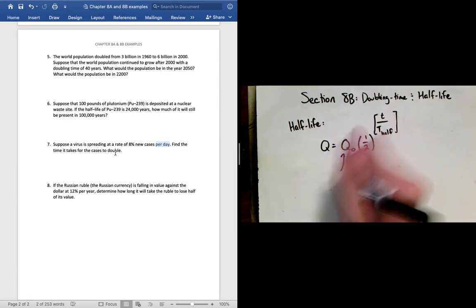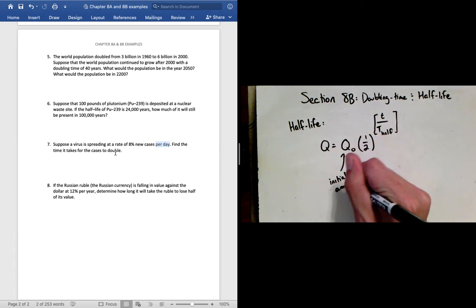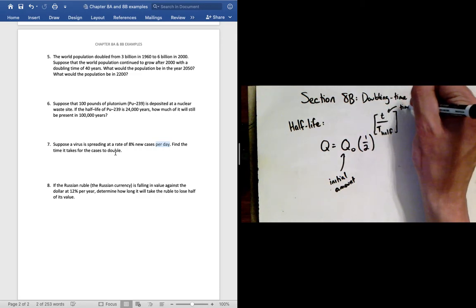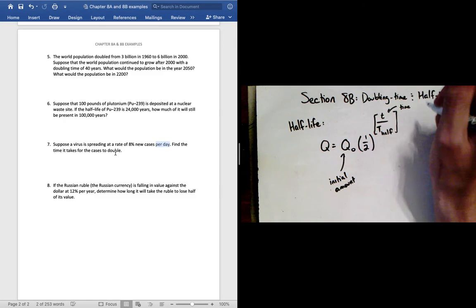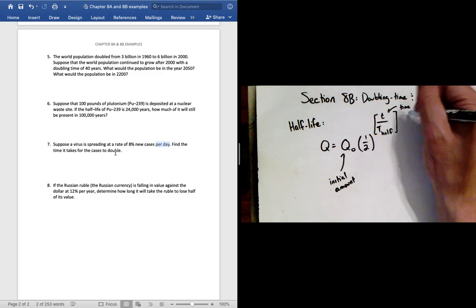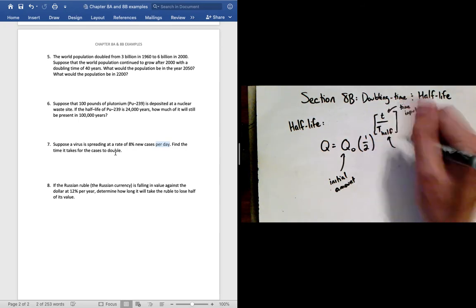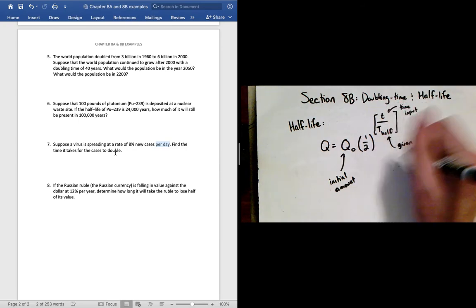Again, Q naught, our initial amount, little t, time, again, that's our input for time. T half is given, it's the half-life time.